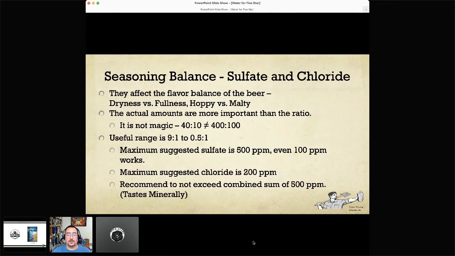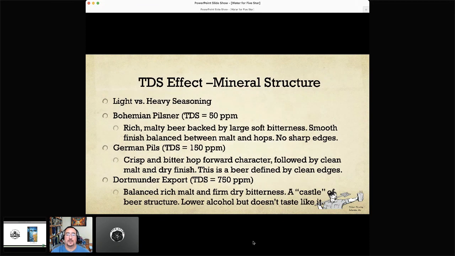All right, second thing, seasoning balance, sulfate and chloride again. Dryness versus fullness, hoppy versus malty. I've said a lot of this already. Remember, you don't want to try to make a beer both malty and hoppy at the same time. It really ends up tasting minerally instead.